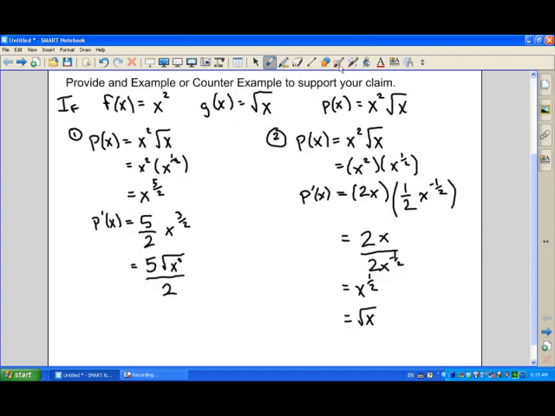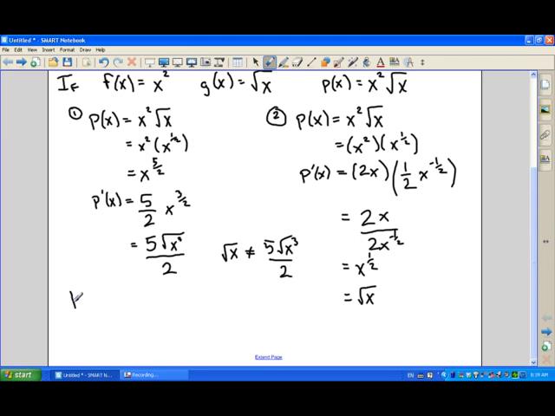Now that you've had a chance to try that, you can compare your solutions with mine. When I find the derivative the way we did the other day, I get 5/2 times the square root of x cubed. And when I try it this way that we're trying to see if it works, I end up with the square root of x. It's easy to see that the square root of x does not equal 5 times the square root of x cubed divided by 2. So I think we can assume that the derivative of this polynomial is not going to be equal to the derivative of f of x times the derivative of g of x.